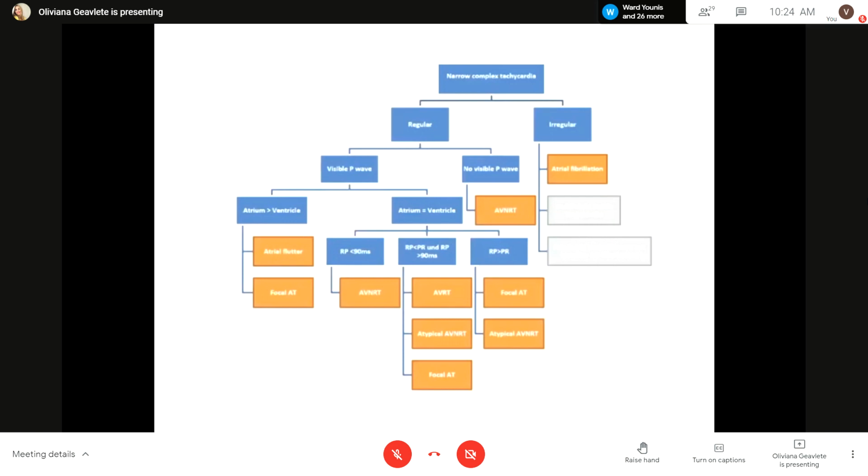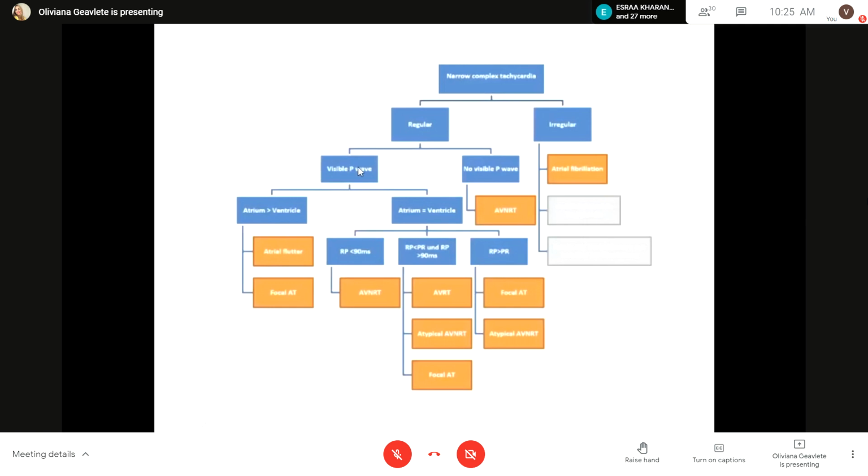Okay, in the end, just to end this story with supraventricular tachycardias, this one here is a chart for differentiating narrow complex tachycardia. To be simple, if it's irregular, it's atrial fibrillation, and that's all you should know. It could be multifocal atrial tachycardia, but it's good for you to know it's always atrial fibrillation.